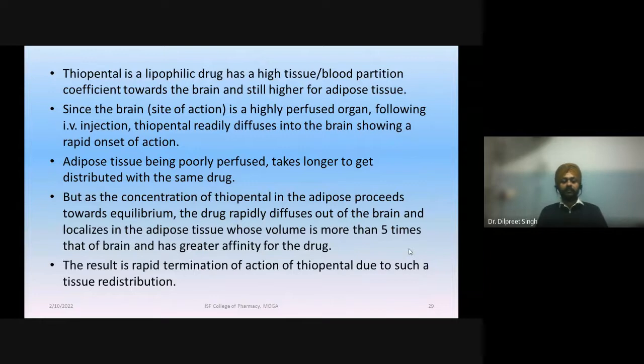But as the concentration of thiopental in the adipose tissue proceeds toward equilibrium, the drug rapidly diffuses out of the brain and localizes in the adipose tissue, whose volume is more than 5 times that of the brain and which has a greater affinity for that particular drug. The result is the rapid termination of the action of thiopental due to tissue redistribution.